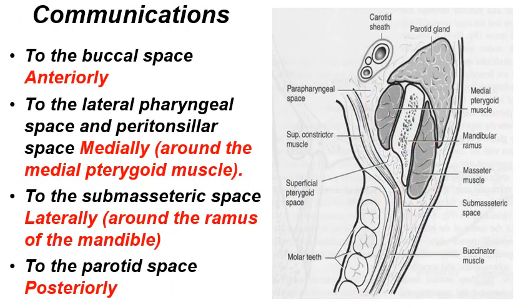What are the communications of the pterygomandibular space? It communicates with the buccal space anteriorly, and to the lateral pharyngeal space and the peritonsillar space medially around the medial pterygoid muscle, and to the submasseteric space laterally around the ramus of the mandible, and it communicates posteriorly to the parotid space.